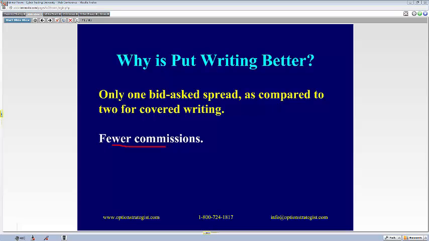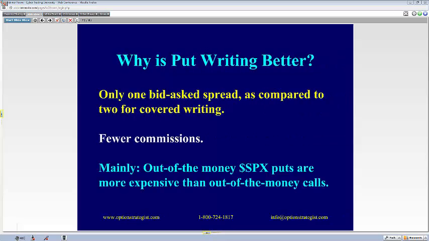What's really going on here is that the out-of-the-money SPX puts are much more expensive than out-of-the-money SPX calls. In the CBOE covered call writing and put writing indices, they use out-of-the-money puts and calls. Why is this? It's a little bit hard to explain. Before the crash of '87, that was not the case. But since the crash of '87, it has been the case. It has to do with supply and demand.